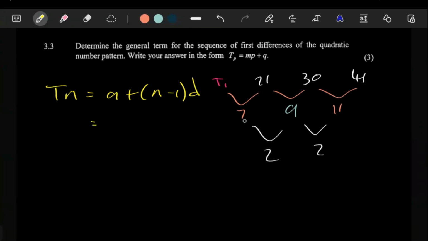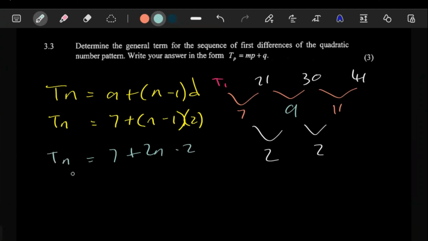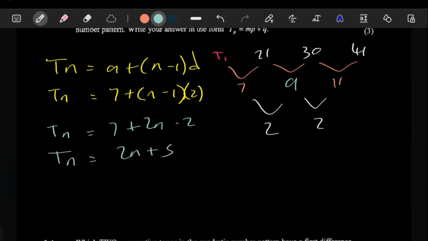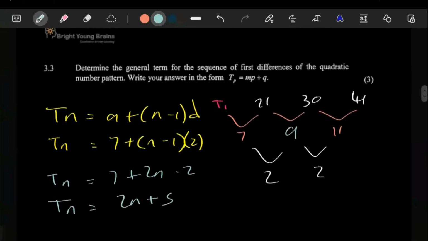Where n is, we know it's just going to be a 7. We're working out the general term, so n stays the same as n. d is the common difference. This we just have to simplify. So we have here 2 times n, which is 2n. 2 times a negative, which is a negative. And then we have 7 minus 2, which is a positive 5. There you go. There's your answer.